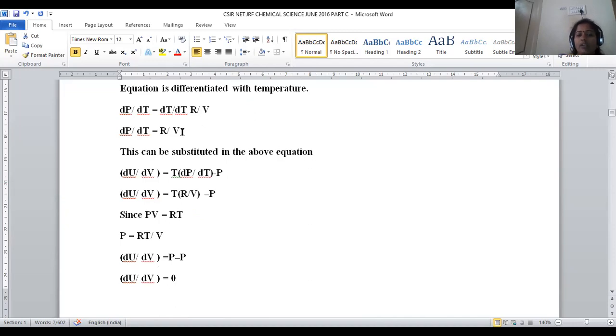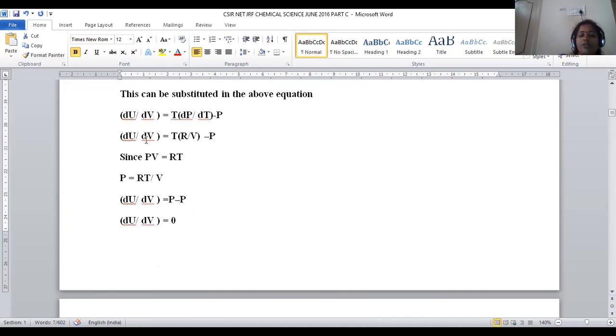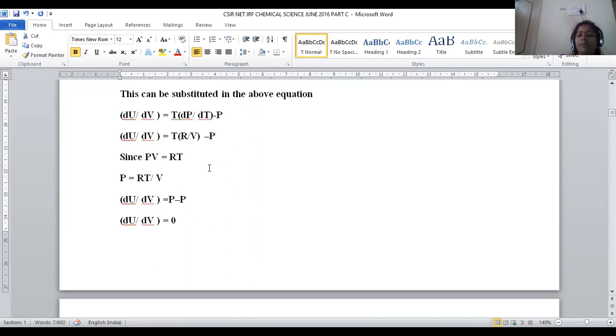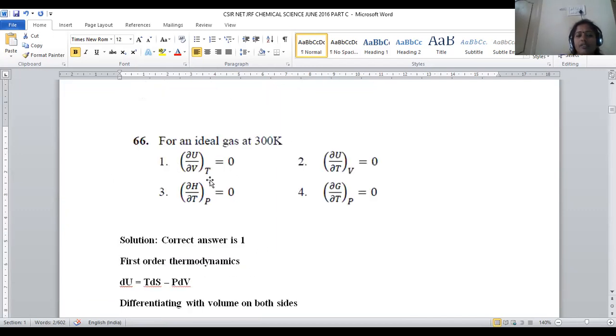In that equation, let us substitute this dP by dT value, R by V. So dU by dV is equal to T R by V minus P, right? Already we know the ideal gas equation for 1 mole is PV is equal to RT. P is nothing but RT by V, right? So here T R by V is RT by V, which is nothing but P itself. So that can be substituted. dU by dV is equal to P minus P. Plus P minus P both get compensated. So the final answer will be dU by dV is equal to 0.